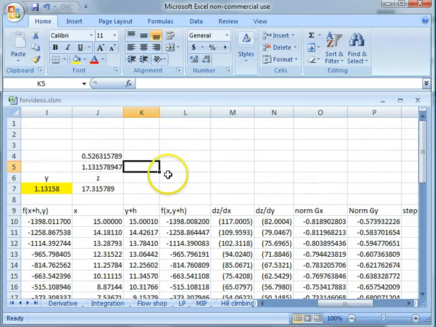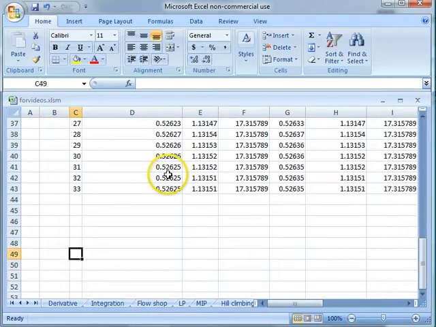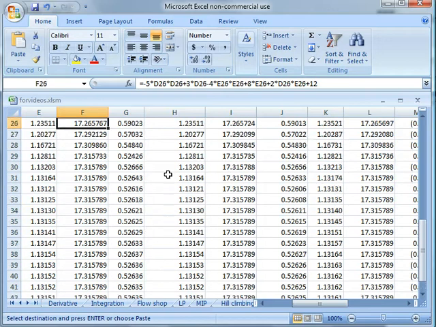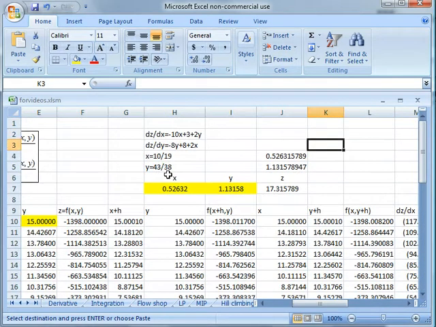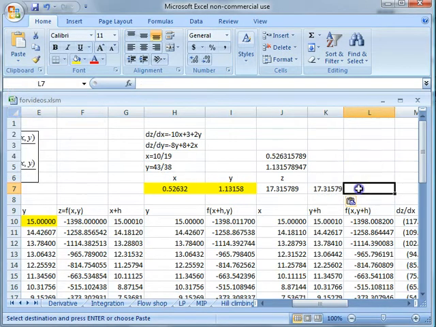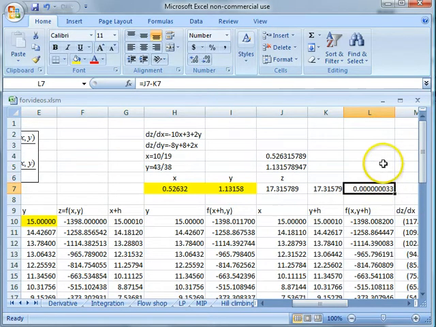So we can take that value from the end of our computations. Take that value and paste it maybe here. And we might still have an error, but the error is pretty much negligible.